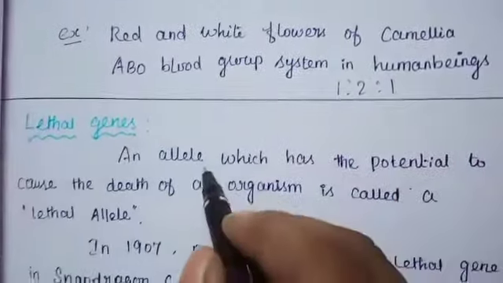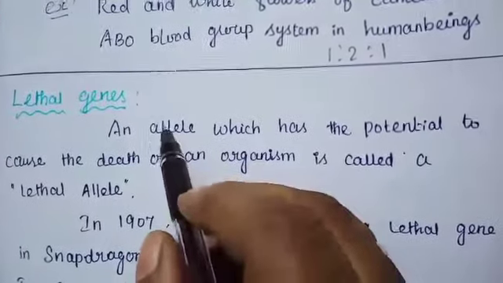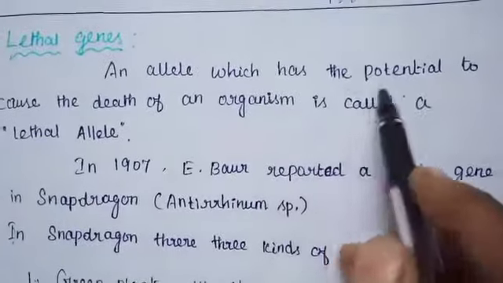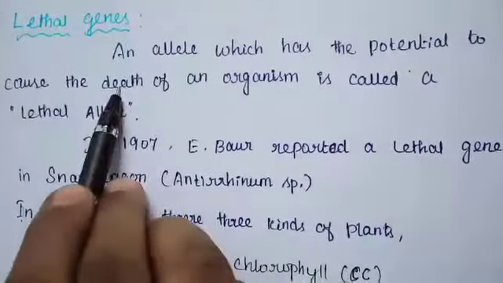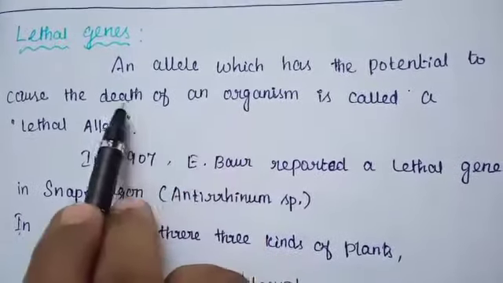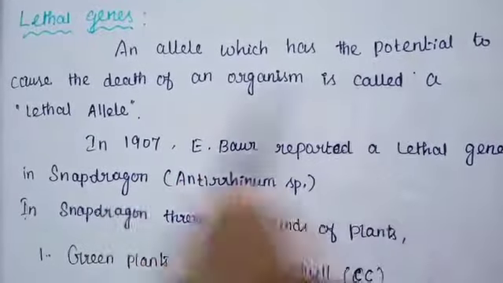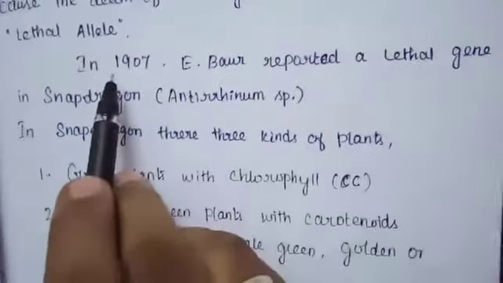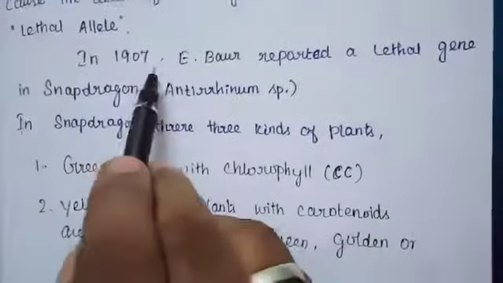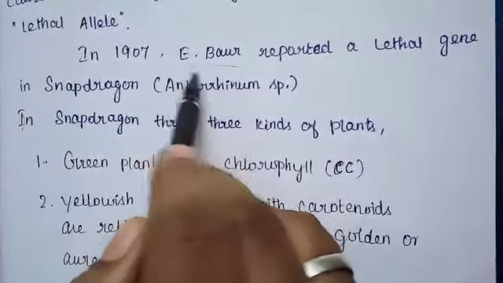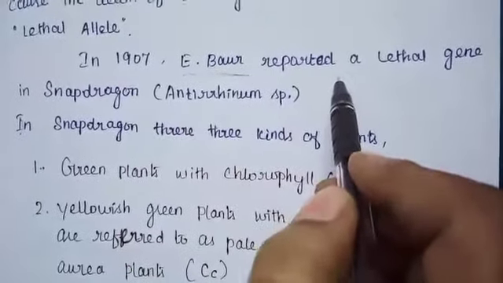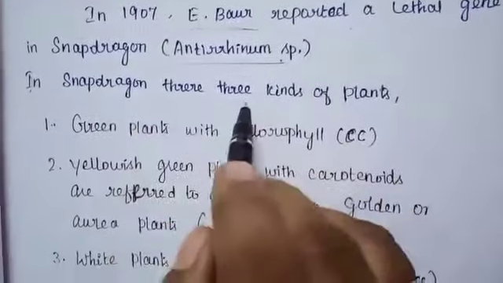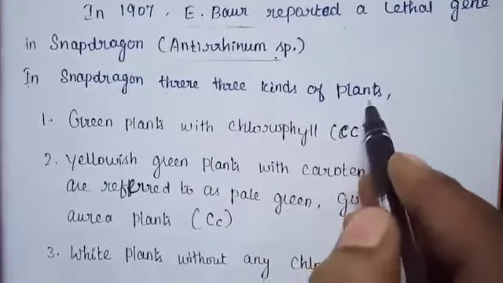Next one, lethal genes. Already I had told you about lethal genes. So what is lethal? An allele which has the potential to cause the death of an organism is called a lethal allele. In 1907, E. Baur reported a lethal gene in snapdragon. Snapdragon means Antirrhinum species. In snapdragon, there are three kinds of plants.